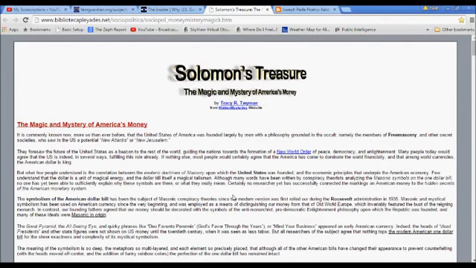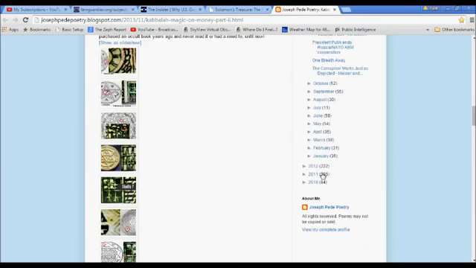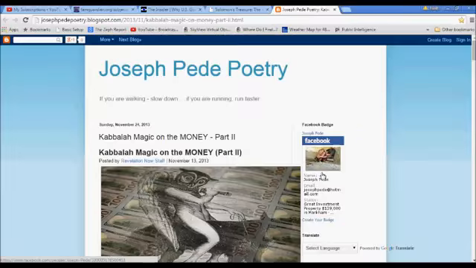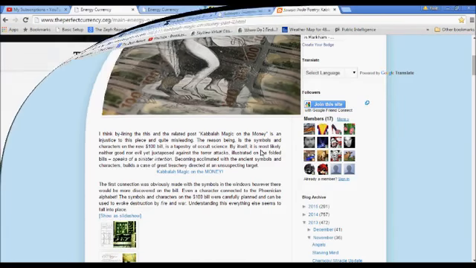from this angle of a Solomonic or Masonic type order view. Now we have an analysis that I will also include. I'm not going to read a whole lot of it, but this part talks about Kabbalah magic on the money. And like I said, I'll include the link. I'm running short on time. I got more to put in here.